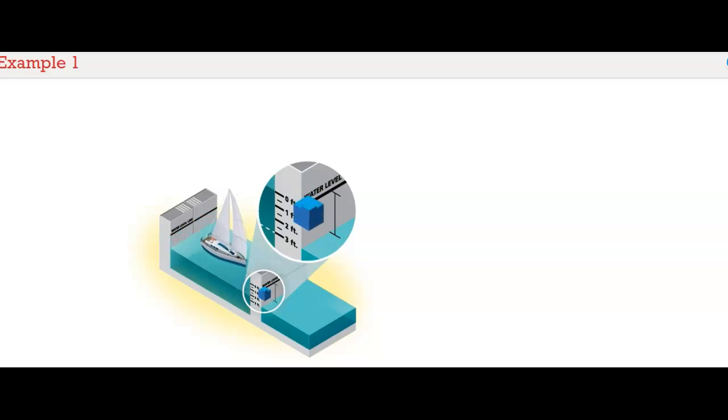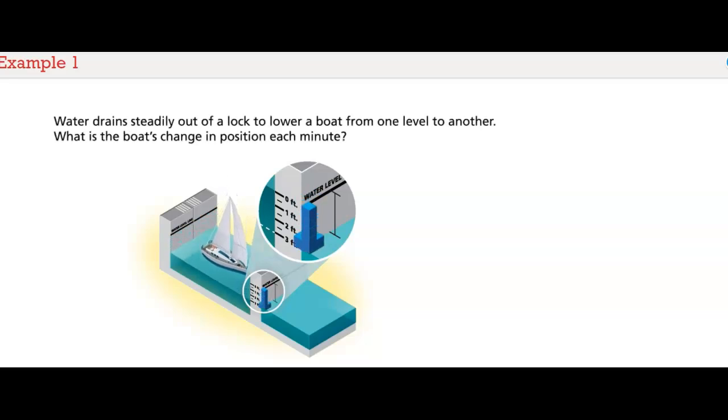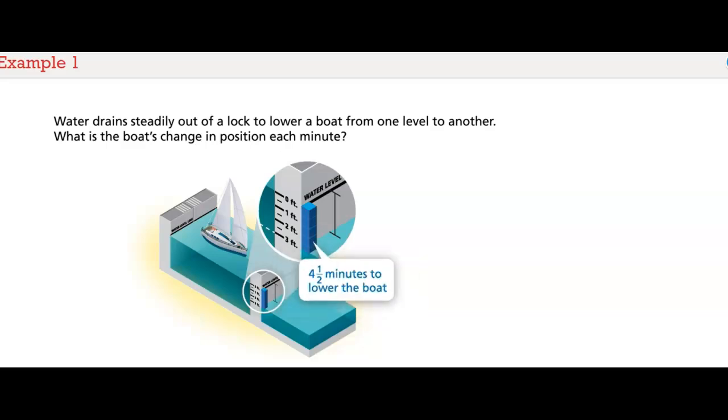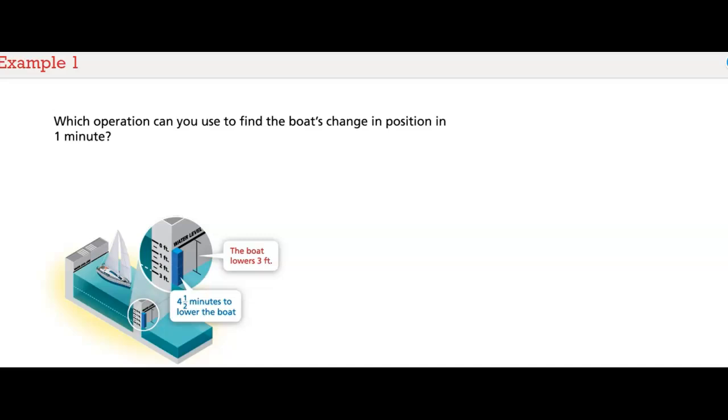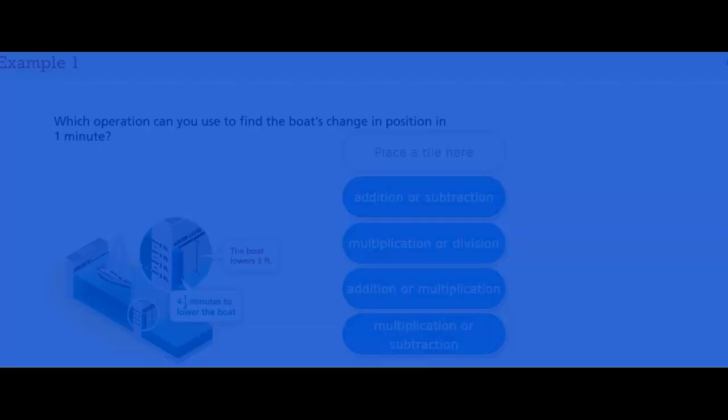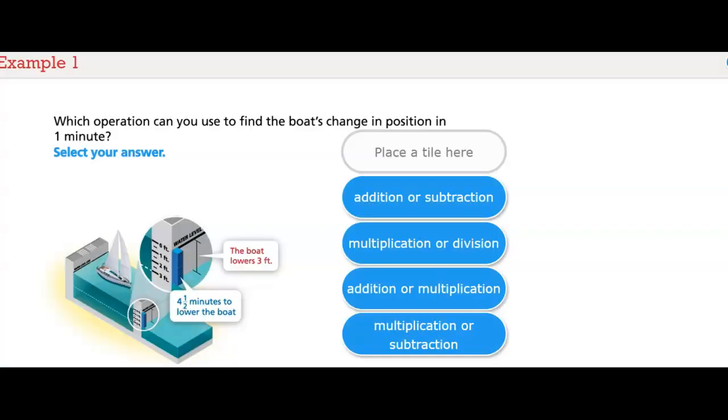Here's the problem you need to solve. Water drains steadily out of a lock to lower a boat from one level to another. It takes 4½ minutes to lower the boat 3 feet. What is the boat's change in position each minute? Which operation can you use to find the boat's change in position in 1 minute? Select your answer.